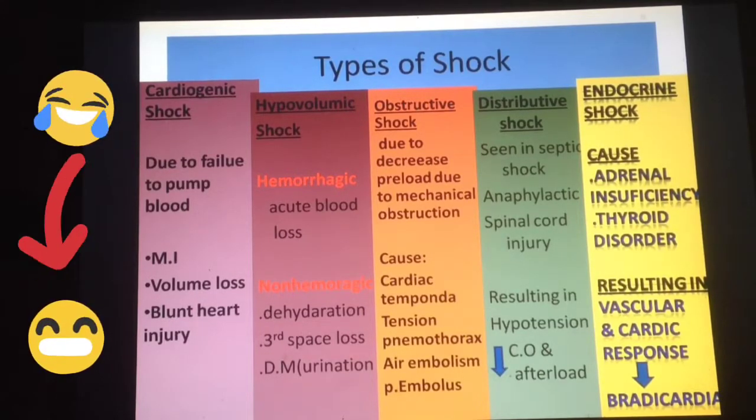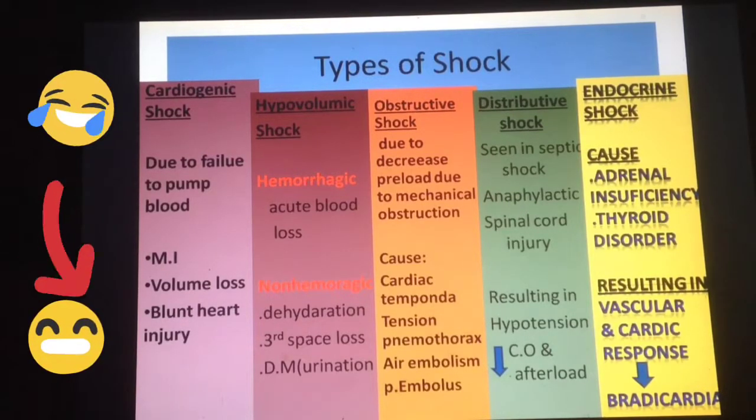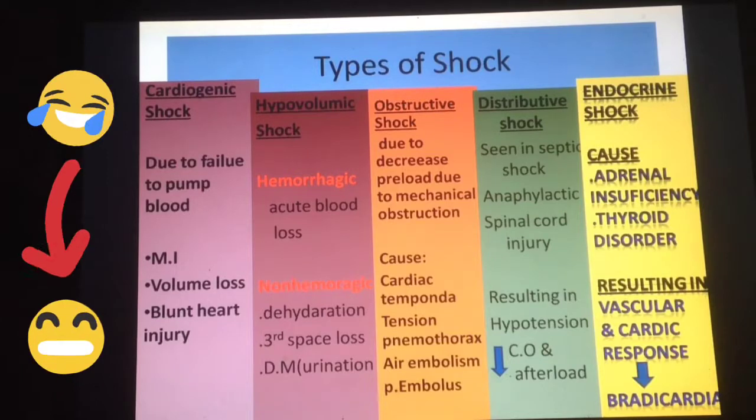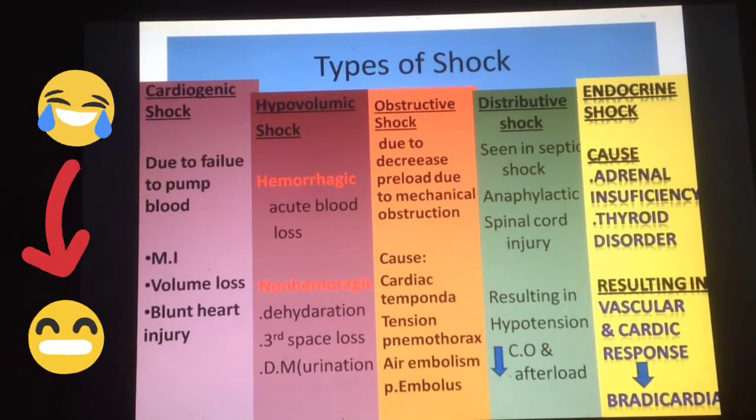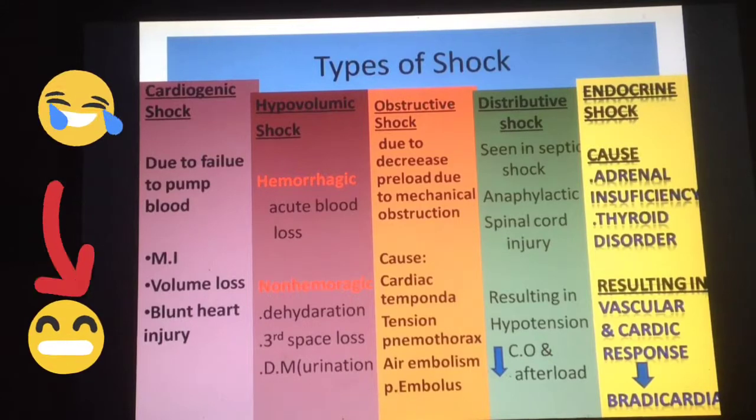Our next shock is hypovolemic shock. This can be caused by hemorrhage or non-hemorrhagic phenomena. In hemorrhage, there is acute blood loss. In non-hemorrhagic, it is caused by dehydration, which results in a decrease in plasma level, as well as third fluid loss, in which the blood from the circulation enters the tissues, resulting in decreased plasma volume and decreased blood volume received by the heart.